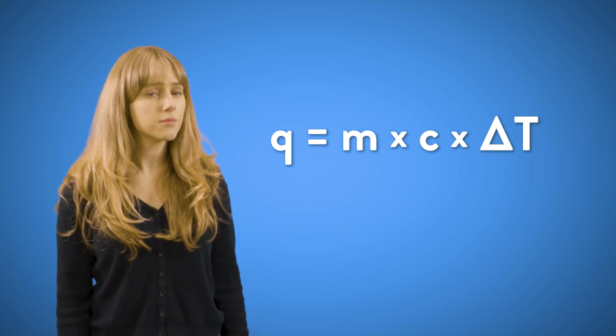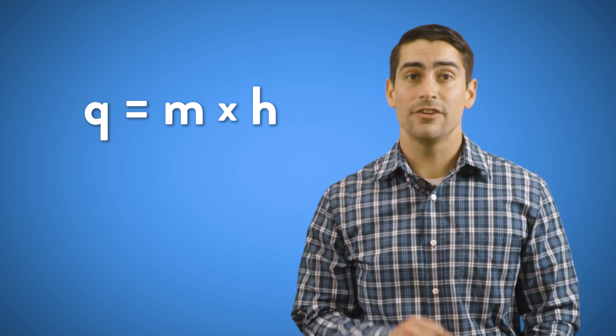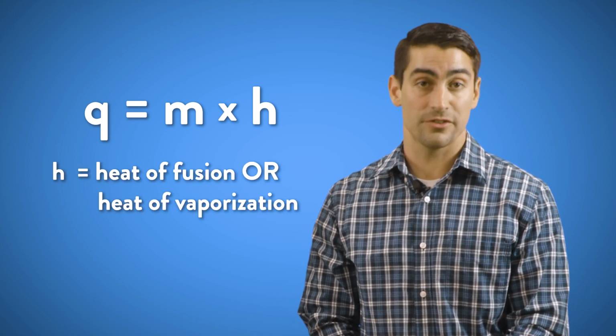Where are we? At the end, you took the detour right at the end. Oh, sweet. Let's recap. If you're facing a question that involves heat exchange, Q equals MC delta T, because that delta T means temperature change. And if you're dealing with a phase change, that means no temperature change. Q equals MH, and that H is either heat of fusion or heat of vaporization. And that's everything you need to know about heat and temperature formulas.